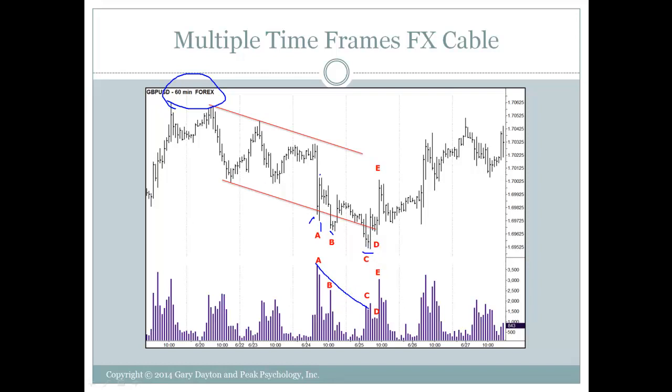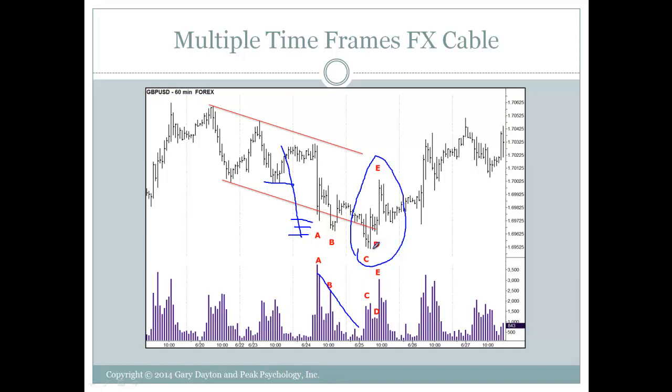Notice also we have shortening of the thrust in here. As we come down, we're making less and less progress to the downside. Okay? So we have oversold condition, shortening of the thrust, diminishing volume, swelling of the volume where we want to see it. And then we'll take a look at this area from C to D to E.